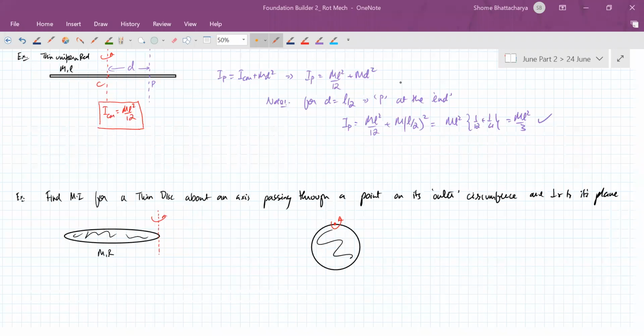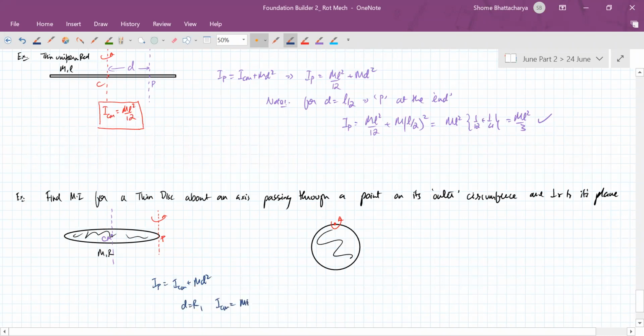Okay, very good. That's correct. 3 by 2 MR square. Jay and Harsh. So you can see here that you just have to draw an axis which is parallel to this one and passing through the center of mass. And then just use this theorem for this particular axis we want to find. So here D is equal to R, and ICM we have just seen for the disk. So we'll get 3 by 2 MR square.